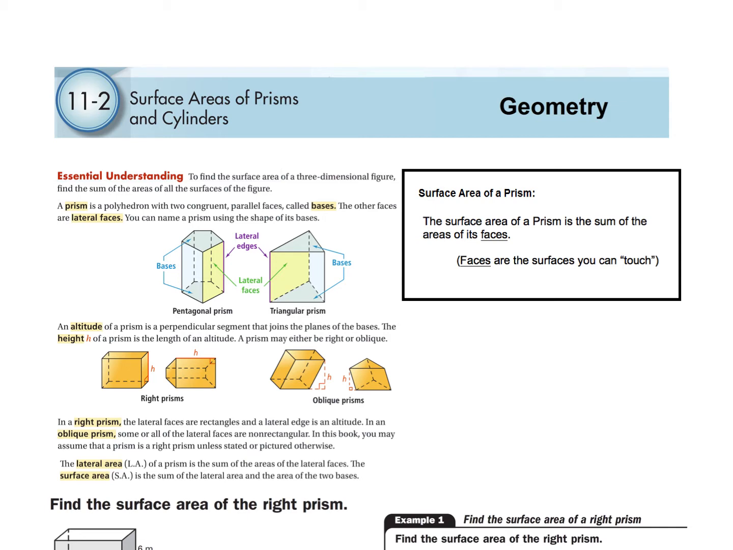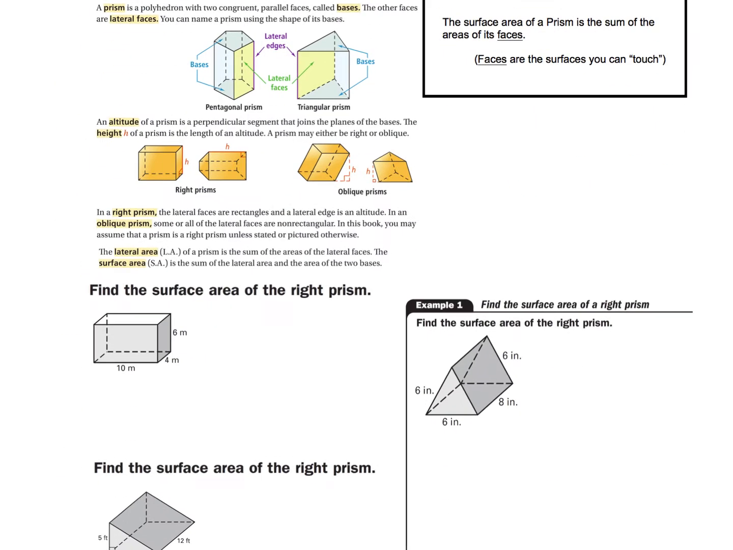And so you find the area of each face, or it's also called a side. You probably think of it as a side, but the mathematical term is a face. And it says right here, faces are the surfaces you can touch. So we have to find the area of each face and then add them all up. Okay, so let's get into a problem.